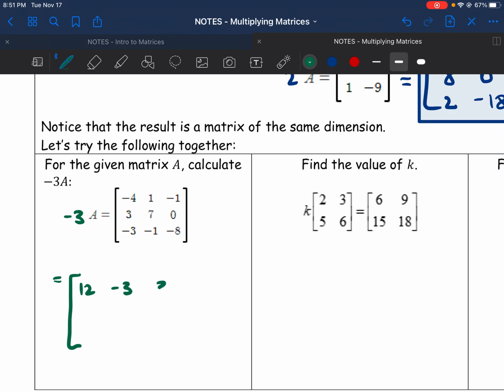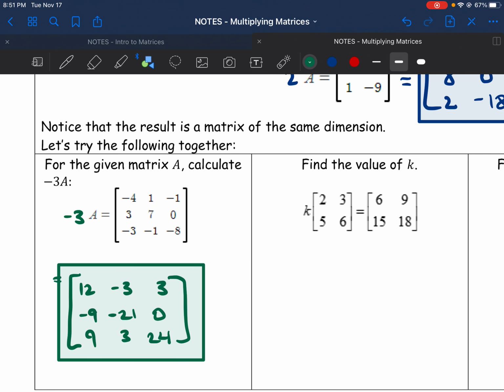Negative 3 times negative 1 is positive 3. Negative 3 times 3 is negative 9. Negative 3 times 7 is negative 21. Negative 3 times 0 is 0. Then we get 9. We get 3. And we get 24. So once again, slightly tedious, but a relatively simple process.